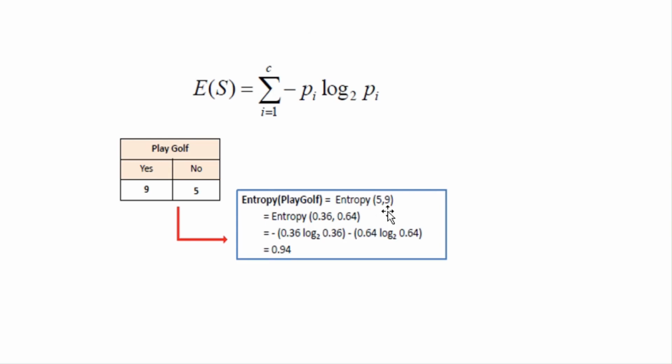So the entropy of not playing is 5 and entropy of playing is 9. So in total there are 14 records. So we are calculating the entropy for the overall data set, and here it is 5, and the probability of it is 5 by 14 and it is 9 by 14. By calculating it we get these decimal values, and again applying this to the entropy formula we get 0.94 as the entropy for the overall play golf.